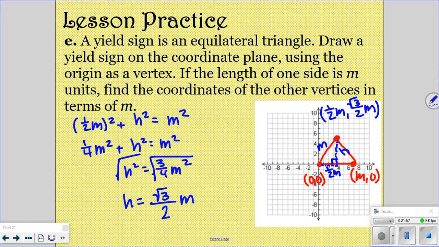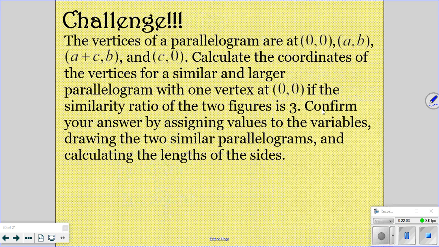So hopefully you got most of those correct by yourself. Now we're going to look at our challenge question. We have the vertices of our parallelogram. We want to calculate the coordinates of the vertices of a similar and larger parallelogram with one vertex still at the origin, and the similarity ratio of the two figures is 3. And then you want to confirm your answer by assigning values to your variables and drawing two similar parallelograms and calculating the lengths of the sides. So I'm not going to actually draw them out and calculate the lengths of the sides or assign values to your variables. I'm just going to tell you what you would do with your vertices.